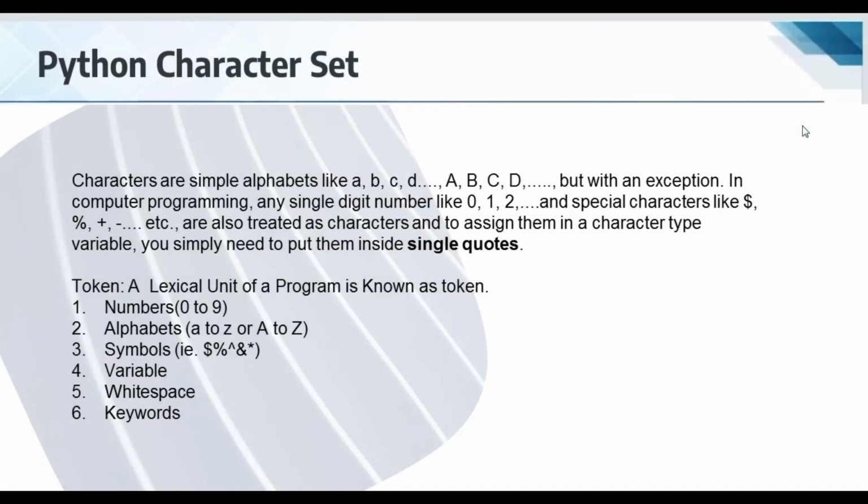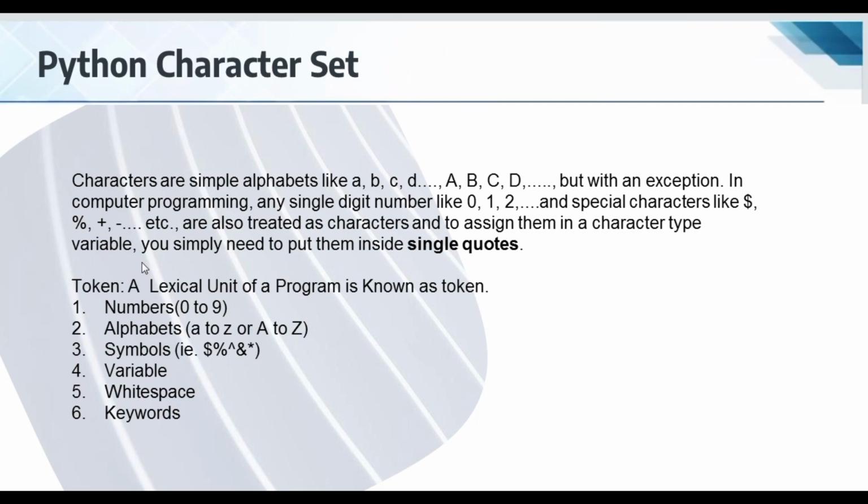Now the next topic, Python character set. Next we will understand what a character set is. Character sets are simple alphabets like A, B, C, D, capital letters. With an exception, in computer programming single digits like 0, 1, 2, 3 are also characters, as are special characters like dollar, percentage, plus, minus, etc. These are considered the character set, which can be converted into a single code.